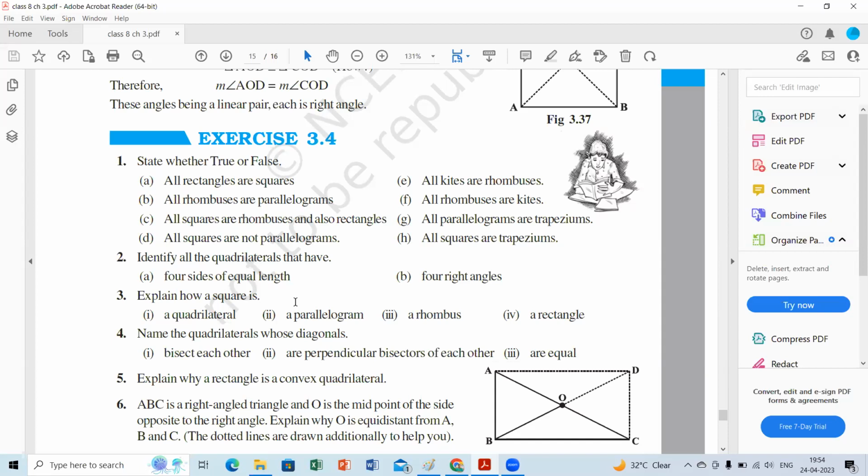But ma'am, not all rhombuses are squares, but all squares are rhombuses. Very good. So the statement is false, right?